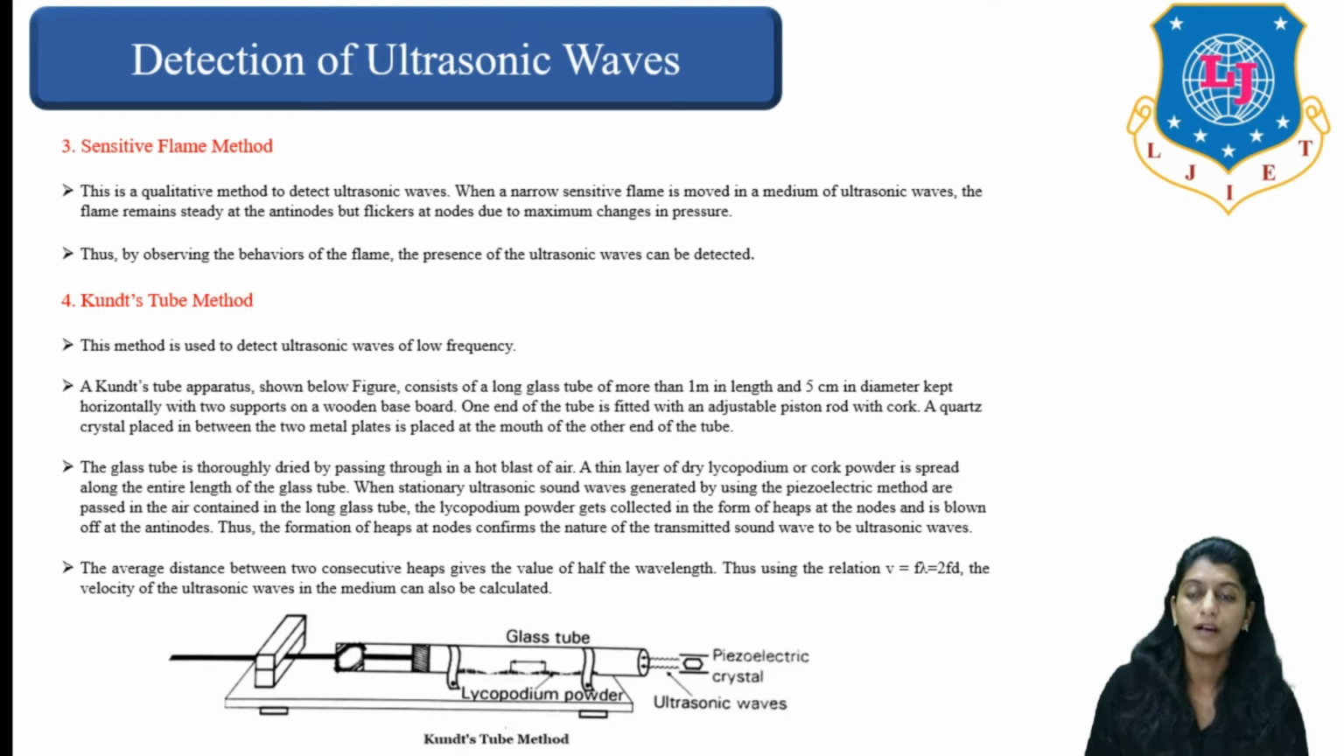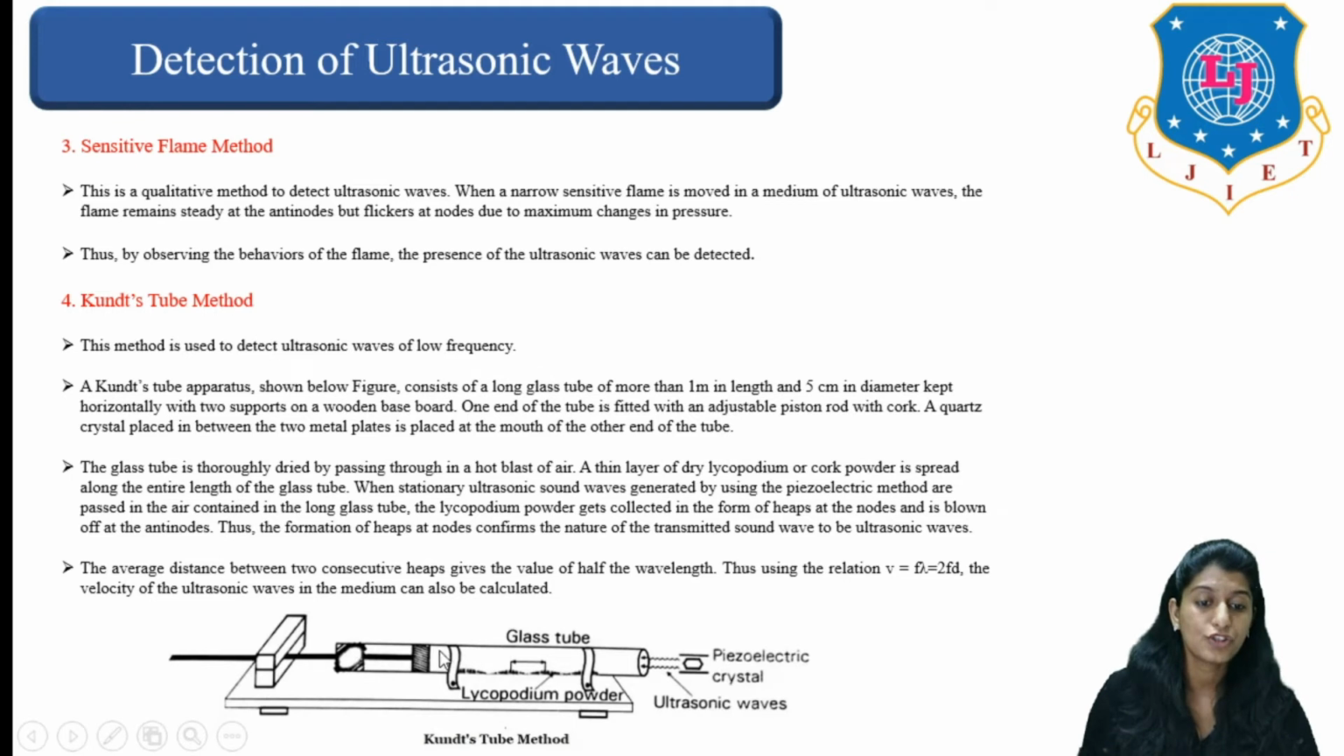Now, the fourth and last method of detection of ultrasonic wave is the Kundt's tube method. This is very important. In this method, we are determining low frequency ultrasonic waves. Whenever we have any low frequency ultrasonic wave, the Kundt's tube method will be utilized. In this, we have a Kundt's tube apparatus. As you can see in this particular figure, this is a Kundt's tube apparatus.